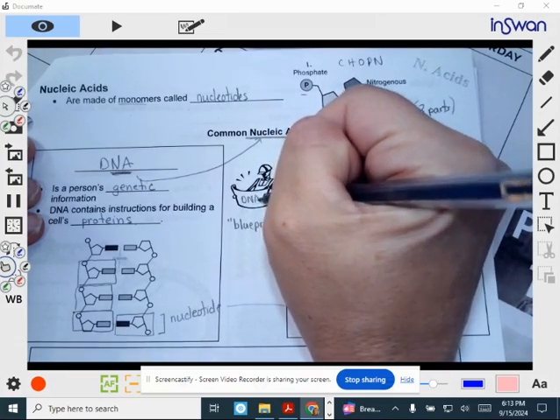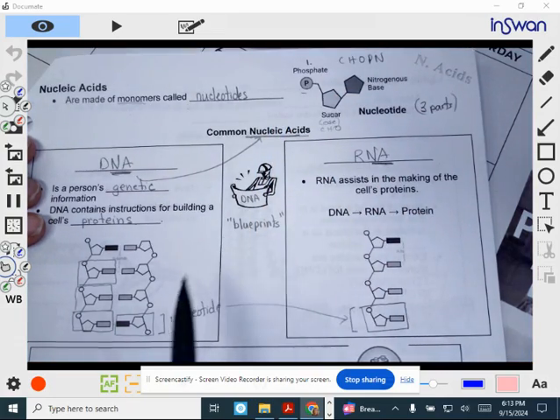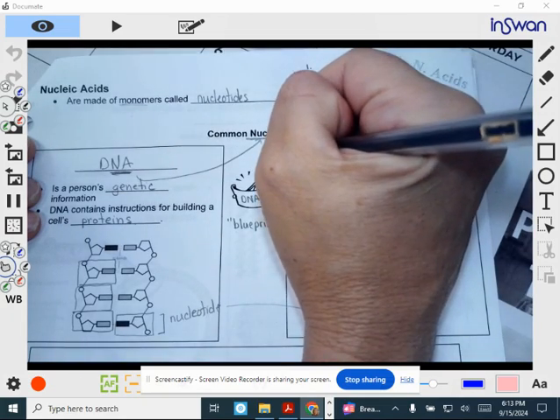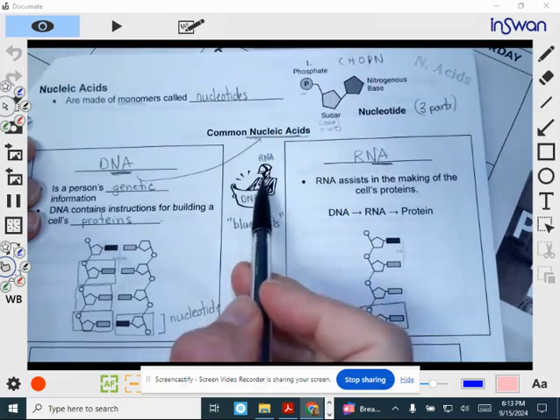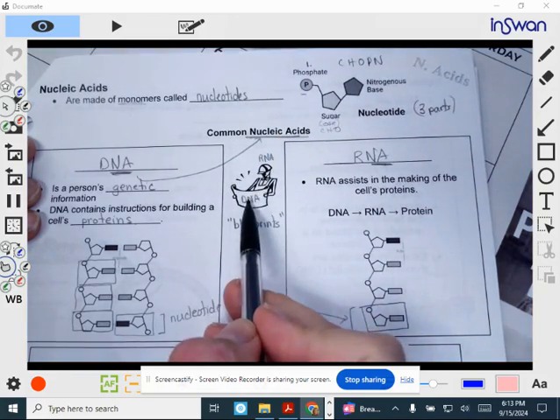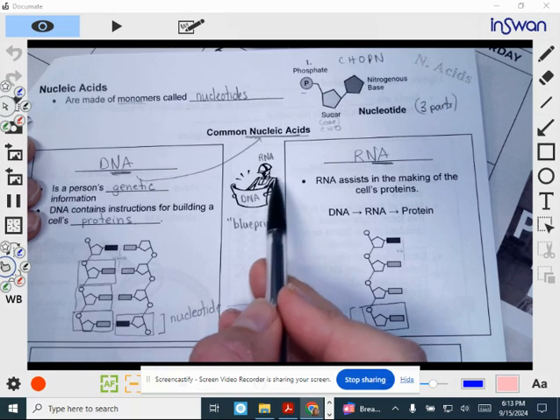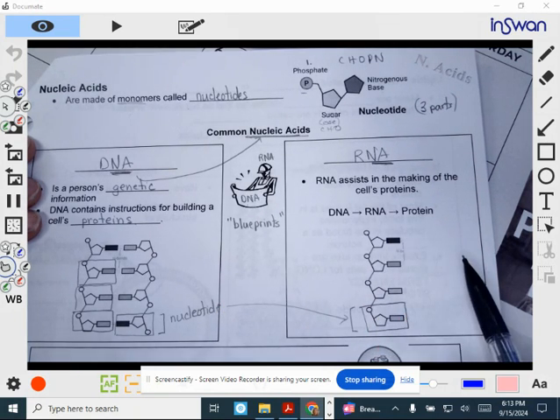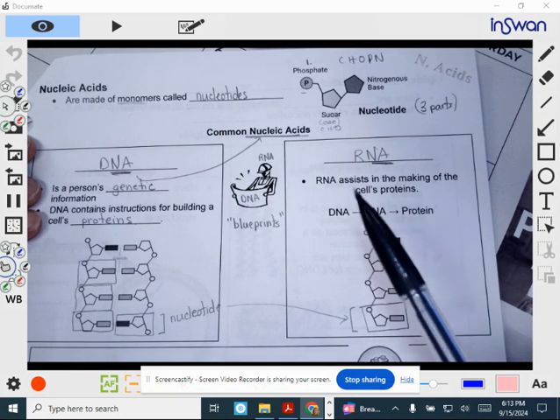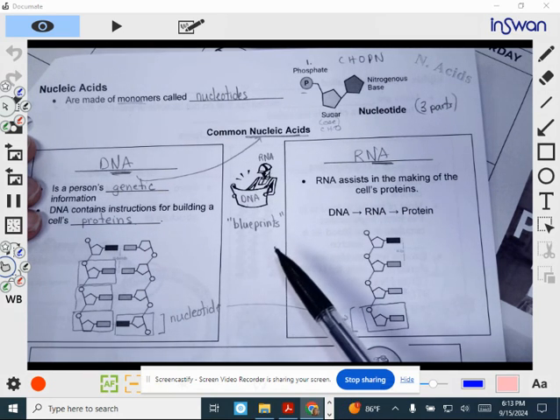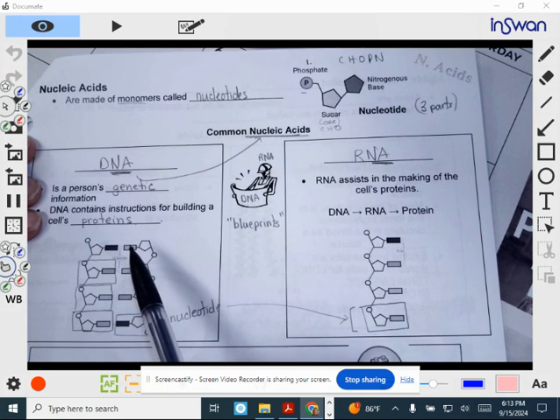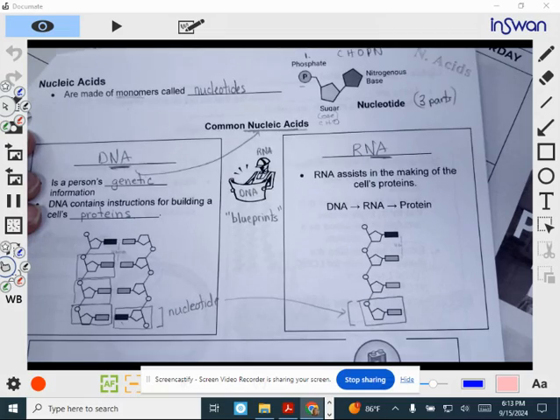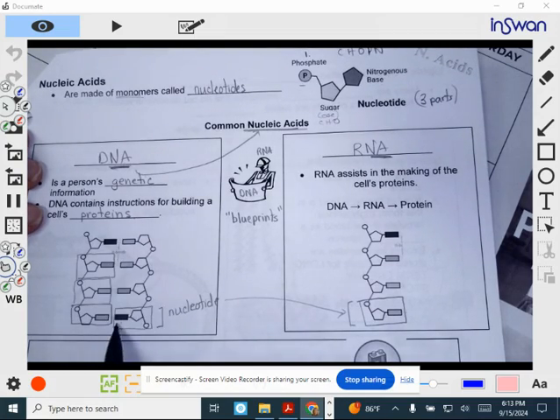It's the blueprint. Now, RNA, once again, we're going to learn much more about RNA. RNA is like the worker. So RNA reads the DNA, and then the RNA is going to be able to assist with the actual making of the protein, okay? So one thing I want to point out is DNA is a nucleic acid. It's not a protein, but it does give you instructions for building a protein. What those instructions really are, it's just the order of the bases.